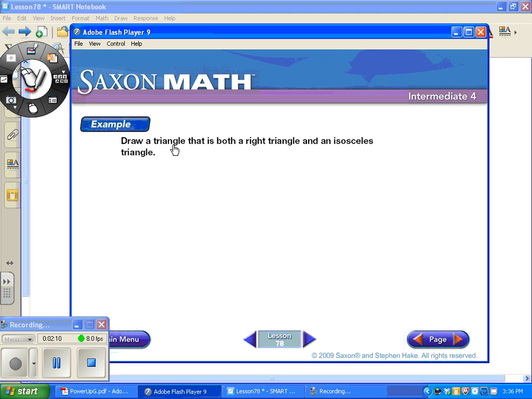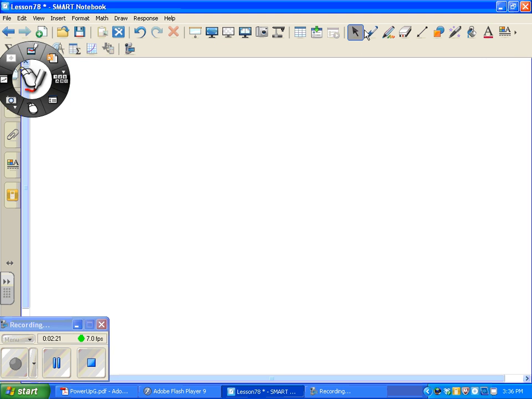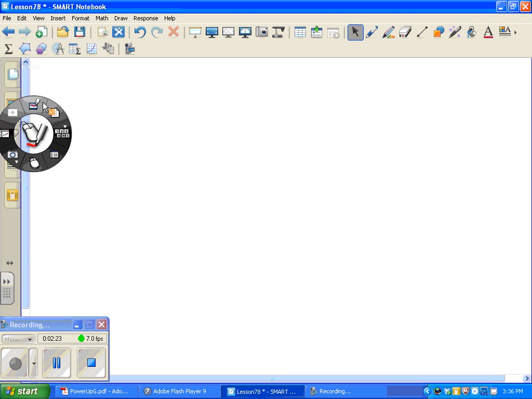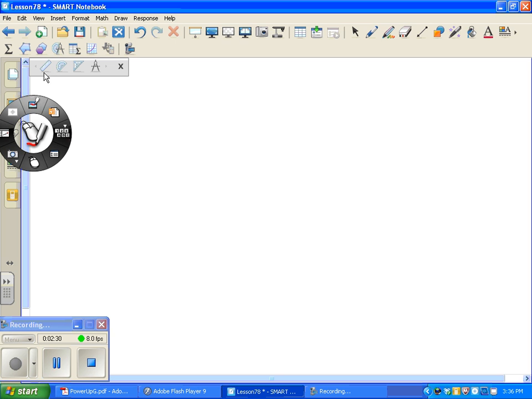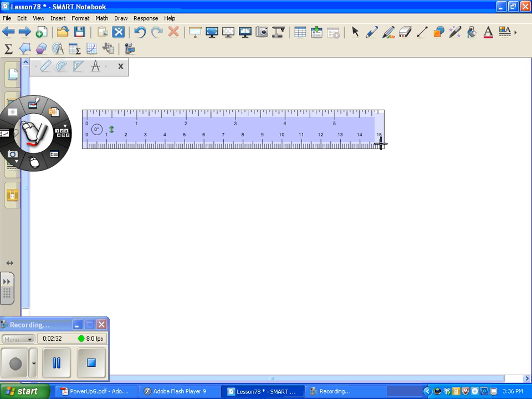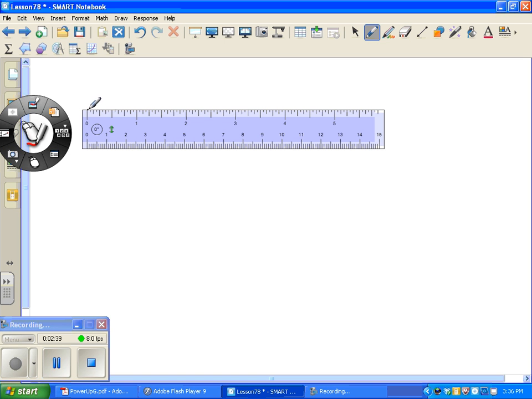Example 1, draw a triangle that is both a right triangle and an isosceles triangle. And remember, isosceles means that two sides are equal. So let's give that a shot here. And first of all, I'm going to use my ruler, and I'm going to use it to draw two sides that are the same. Okay, so let's go with 1 inch sides here.